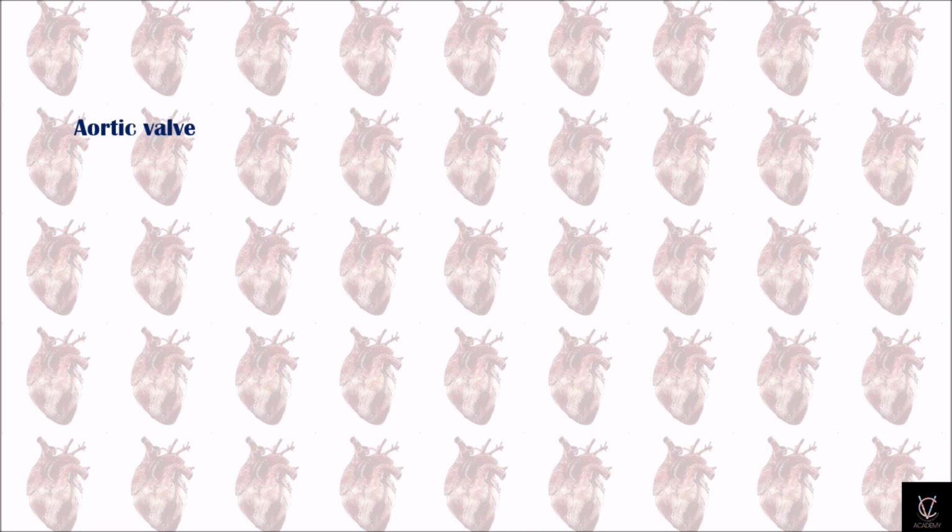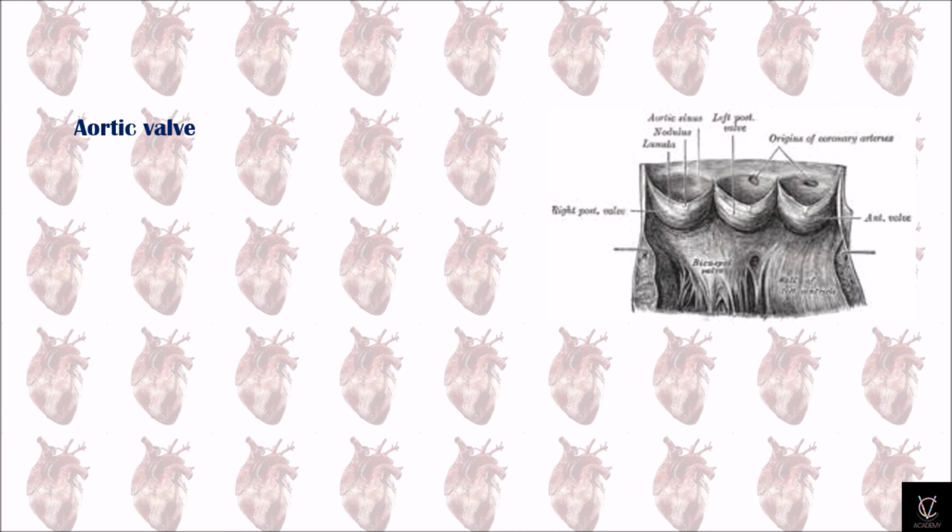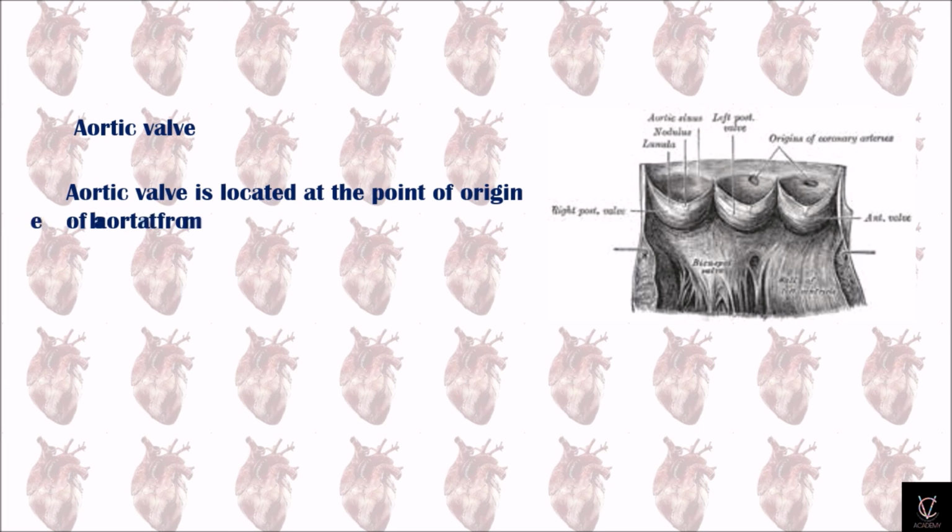Aortic valve. The aortic valve is located at the point of origin of the aorta from the left ventricle and is three in number. So if you observe, the aortic valve is located at the point of origin of the aorta from the left ventricle and is three in number.